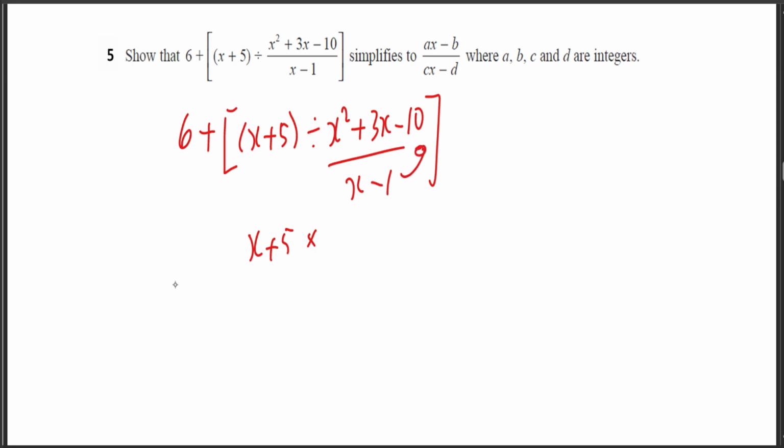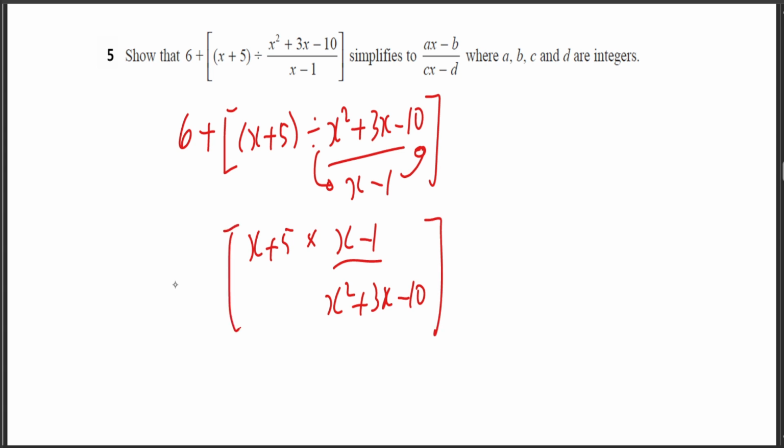So this goes here and this one goes down. So the x minus 1 goes up, and the x squared plus 3x minus 10 goes down. Okay, and then remember there's that thing here, 6 plus something. Obviously you guys have understood that.